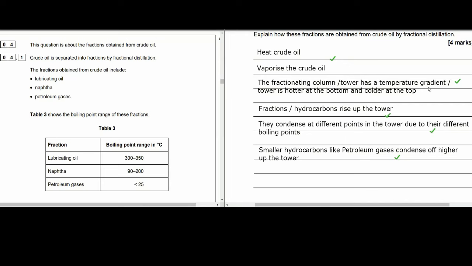If you want to be uber duper clever, you can talk about the smaller molecules like the petroleum gases having weaker intermolecular forces and therefore lower boiling points.